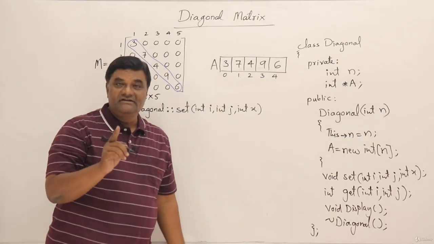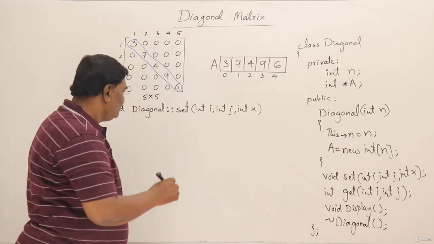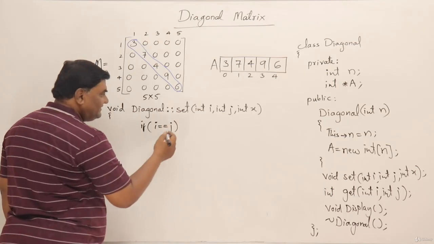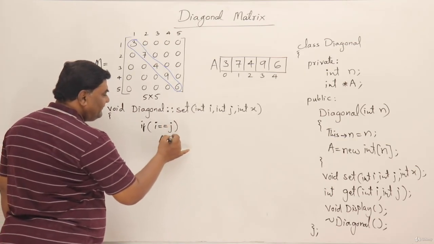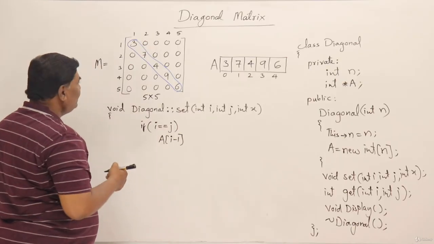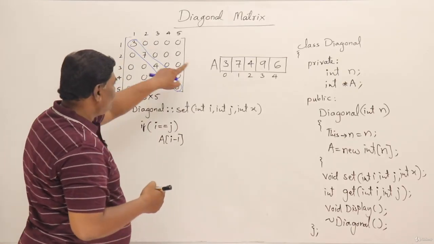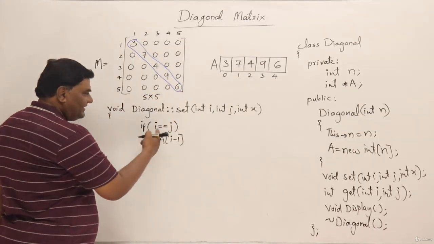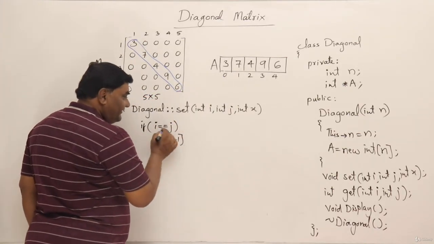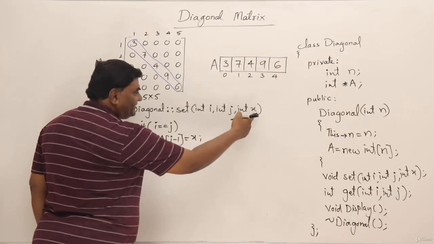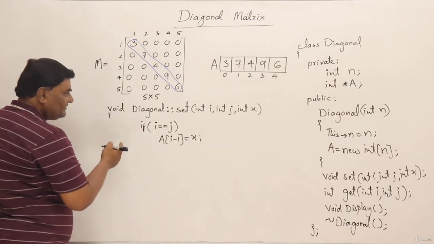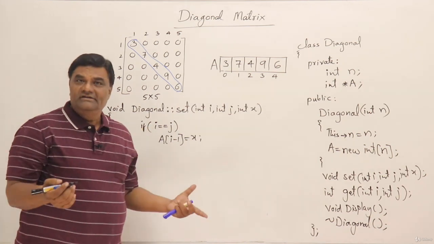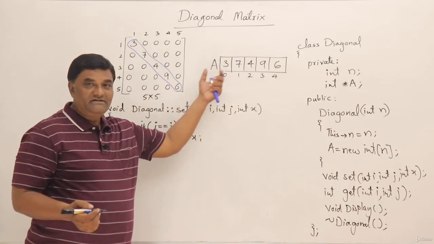So first of all, it should check whether the indices are for the diagonal only or not. If i is equal to j, then it should store the element in A of i minus 1. This is the formula we have seen. Like 1 comma 1 is stored at 0, so 3 comma 3 is stored at 2. So i comma j is stored at i minus 1. If they both are equal, store the element. That's all, this is the set function. If they are not equal, don't do anything, we don't have to store anything in the array.